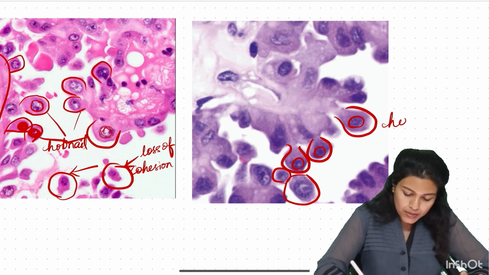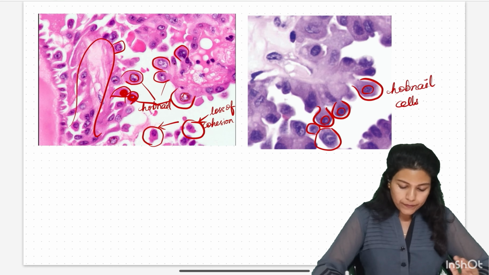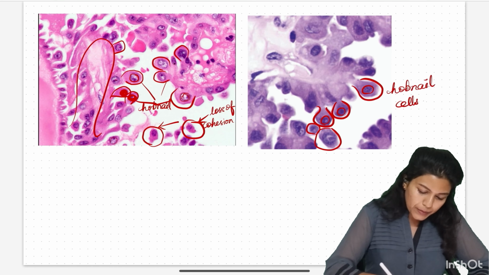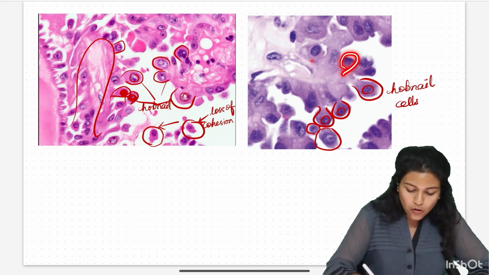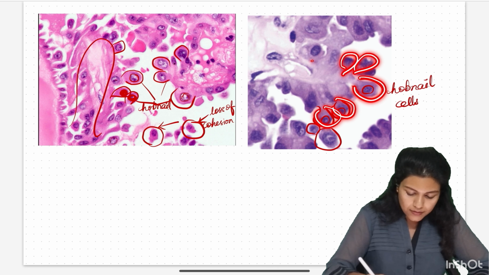So these are the hobnail cells. Papillary architecture is also seen here. This is the papillary architecture from where these hobnail cells are arising. Hobnail cells.